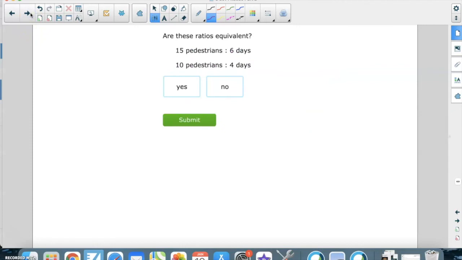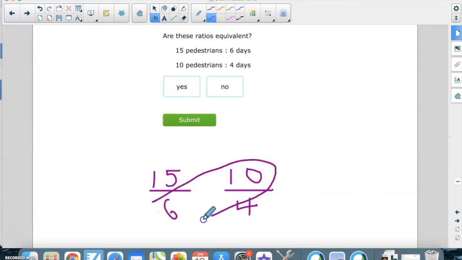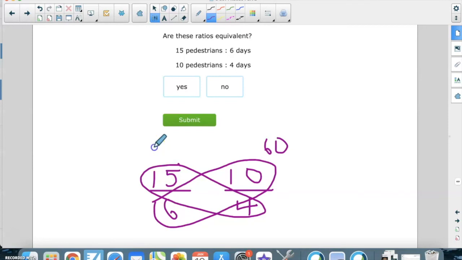Solve this one. Equivalent, yes or no? Push play when you got it. So the first thing I notice is I can't multiply anything to get from 4 to 6. So I think the butterfly method might be pretty easy on this one. So let's see, 6 times 10 is 60. And I'm pretty good at counting by 15s. 2 15s is 30, which means 4 15s would be 60. So 15 times 4 is 60, so it is a yes.